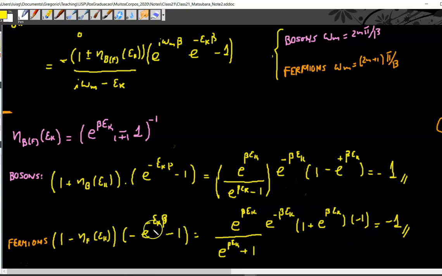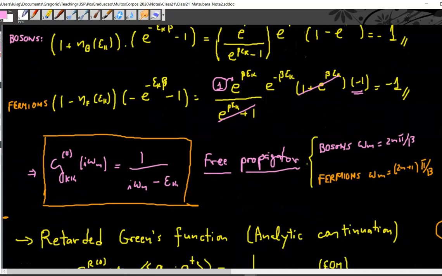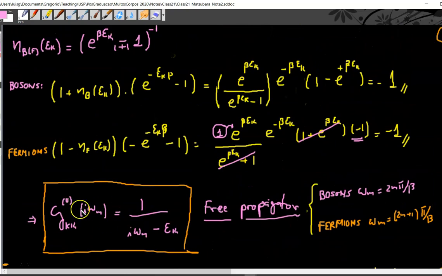If I take this e to the minus epsilon k beta out, I would get this. This will give me 1. This will cancel out like this, right? And this will give me 1. And now I'm left with the minus 1. So no matter what I do, whether I have bosons or fermions, the free propagator is the same. And it is given by 1 over i omega m minus epsilon k. It is the free propagator, either for bosons or for fermions. Doesn't matter. The only difference here is that for bosons, these frequencies are an even number times pi over beta, and for fermions, these are an odd number times pi over beta.